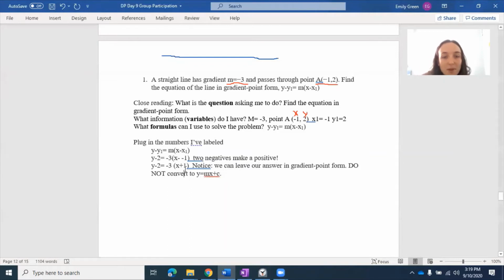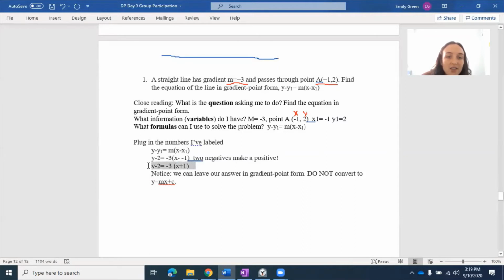This is what tripped a lot of people up about this problem, is that they tried to change this final answer into something that it didn't need to be. This is our answer in that highlighted yellow. Don't try to convert it to anything else.